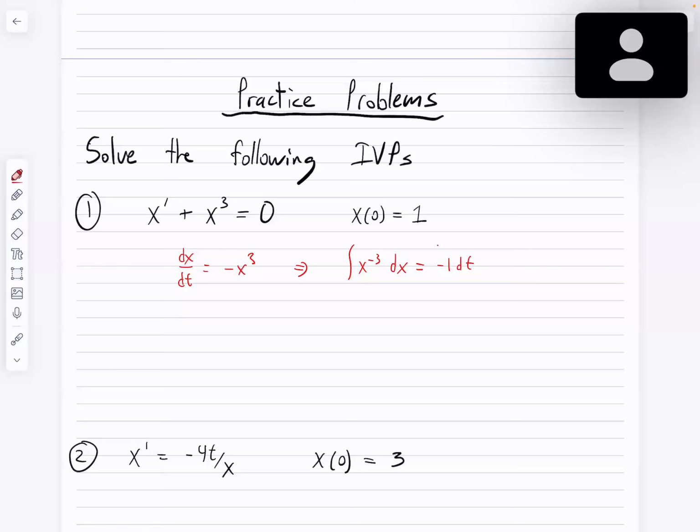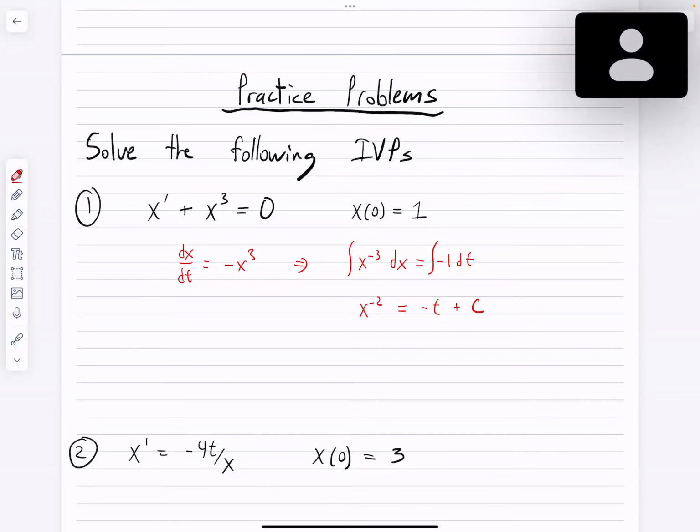Then I can integrate both sides, doing the separable thing. This gets me x to the negative 2 equals, and then I'll just put the plus c on the right-hand side. So this is negative t plus c. Then we probably want to solve for x. So 1 over x squared equals negative t plus c. Solving for x gives us that x equals 1 over the square root of negative t plus c.